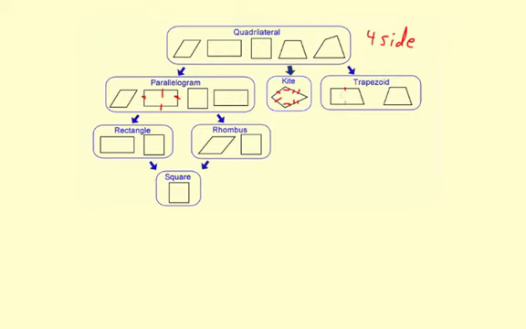A trapezoid has exactly one pair of parallel sides. A rectangle is a parallelogram, notice the down arrow from there, that has four right angles. A rhombus is a parallelogram that has all four sides the same length, or all four sides congruent. And a square is both a rectangle and a rhombus. So four right angles and all sides are the same length.